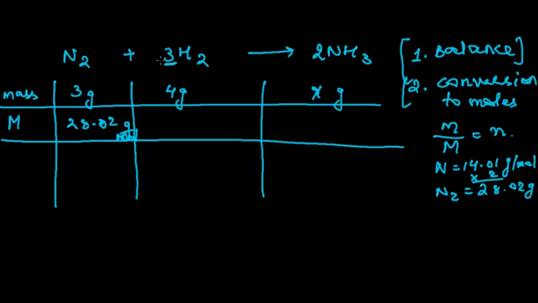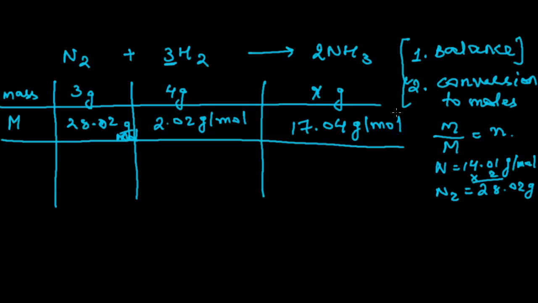We're not going to take this number 3 into account because this number is just used for balancing the equation. This is not part of the formula. So molar mass of hydrogen is 1.01 on the periodic table. Therefore for H2 molar mass is going to be 2.02 grams per mole. We can also find out the molar mass of ammonia, and that is equal to 17.04 grams per mole of ammonia.